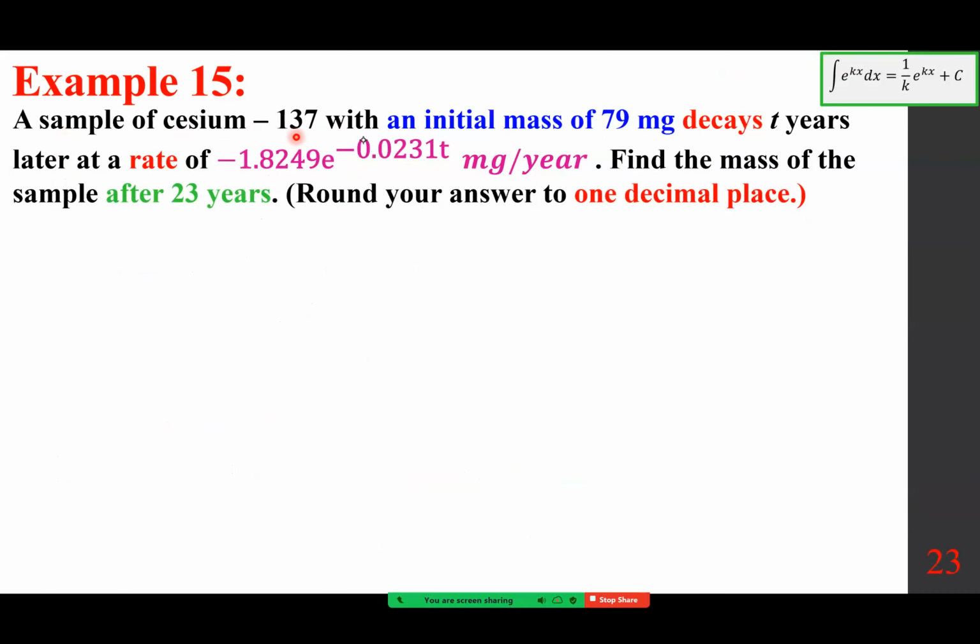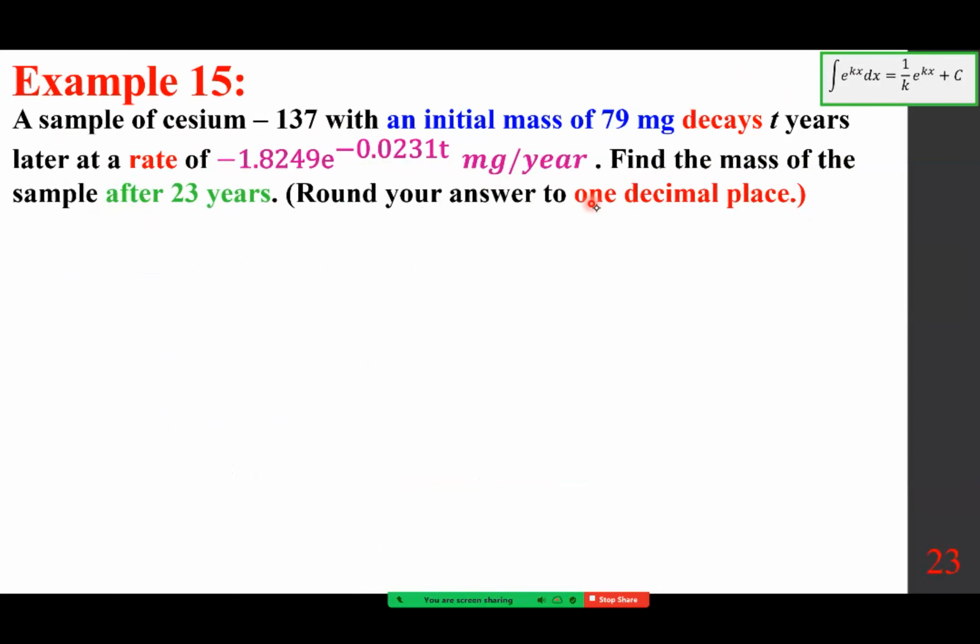A sample of cesium-137 with an initial mass of 79 milligrams decays t years later at a rate of -1.8249 e to the power of -0.0231t milligrams per year. Find the mass of the sample after 23 years, and we want to go with 1 decimal.